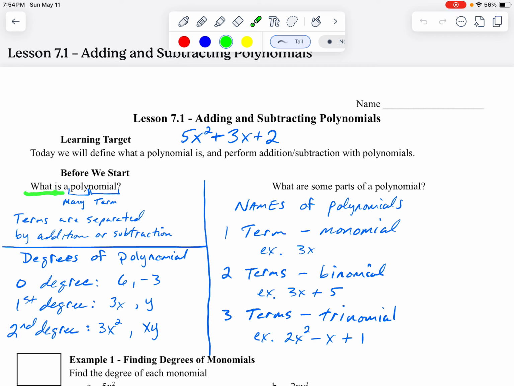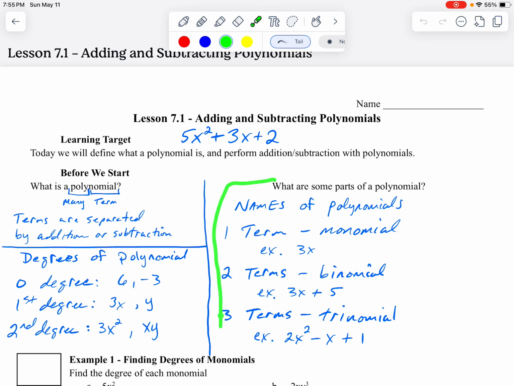So what is a polynomial? Polynomial is a compound word. That first part, poly, meaning many, and then nomial meaning terms. And terms are the things separated by addition or subtraction. So for example, this is a polynomial because we have 3 terms. Everything separated by addition or subtraction is considered a term. So 1, 2, 3 terms.